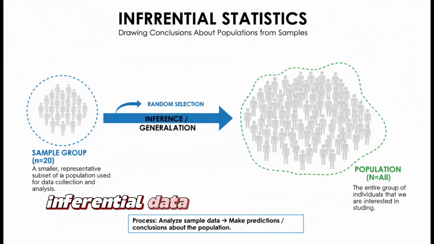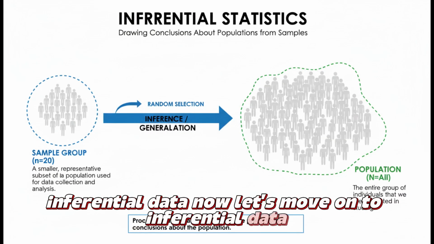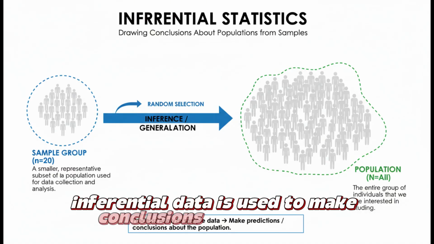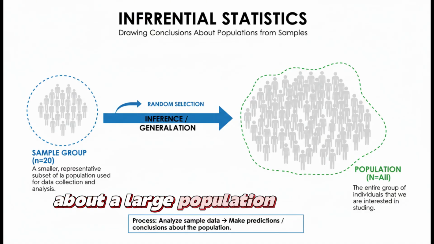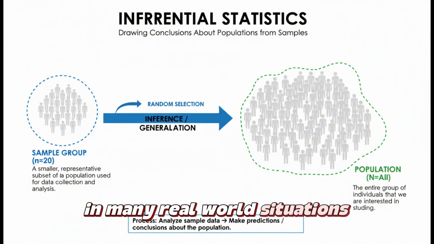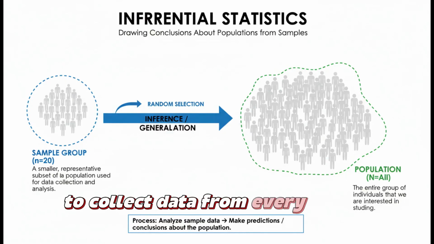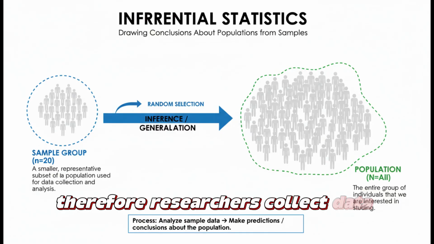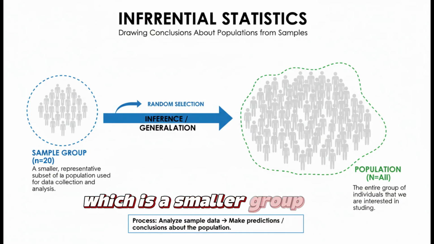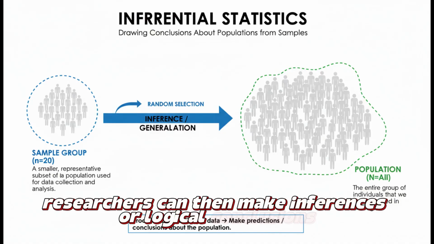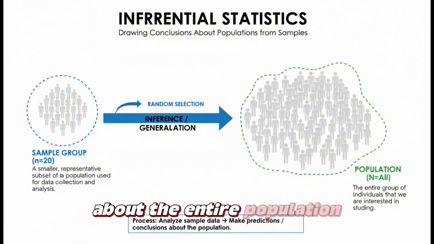Inferential data. Now let's move on to inferential data, also known as inferential statistics. Inferential data is used to make conclusions or predictions about a large population based on a smaller sample of data. In many real-world situations, it is impossible to collect data from every single person or object in a population. Therefore, researchers collect data from a sample, which is a smaller group that represents the population. Using statistical methods, researchers can then make inferences, or logical conclusions, about the entire population.